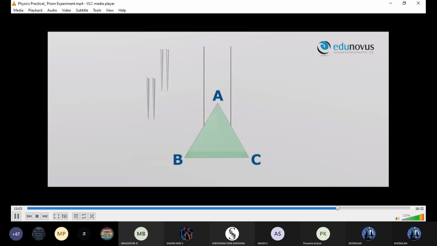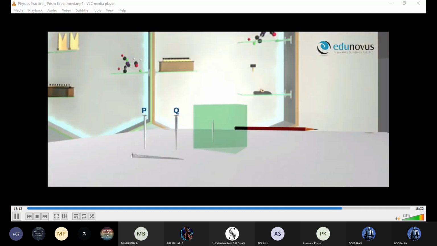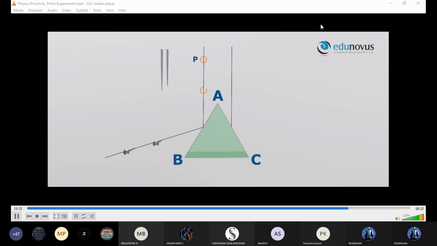Here, PQ represents the incident ray and RS represents the reflected ray.